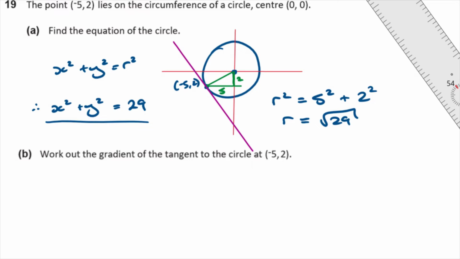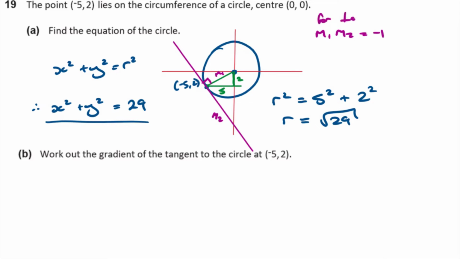Now how am I going to find the gradient of that line? Well, we know that the tangent of a circle is always at right angles to the radius drawn at the point of contact. So I know that if this was the gradient m1, and this was m2, then m2 would be minus 1 over m1, wouldn't it? I know that because m1 times m2 is always minus 1 for perpendicular lines, isn't it?